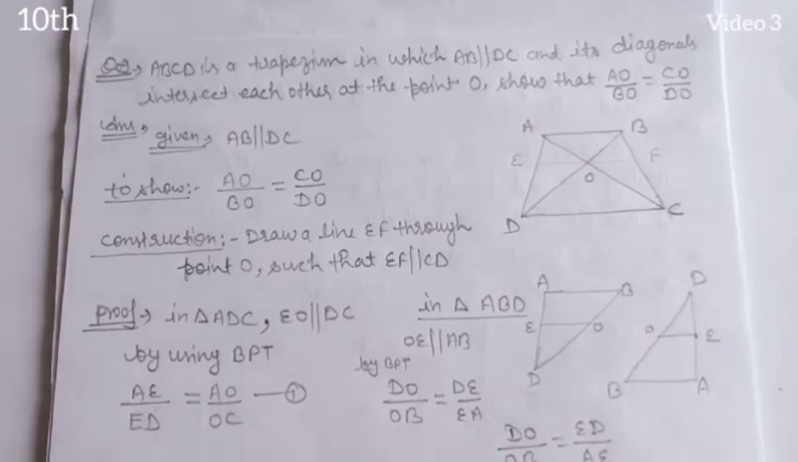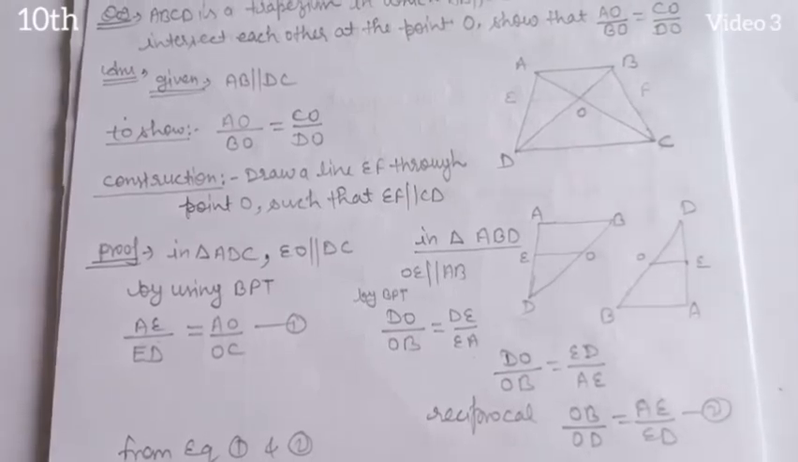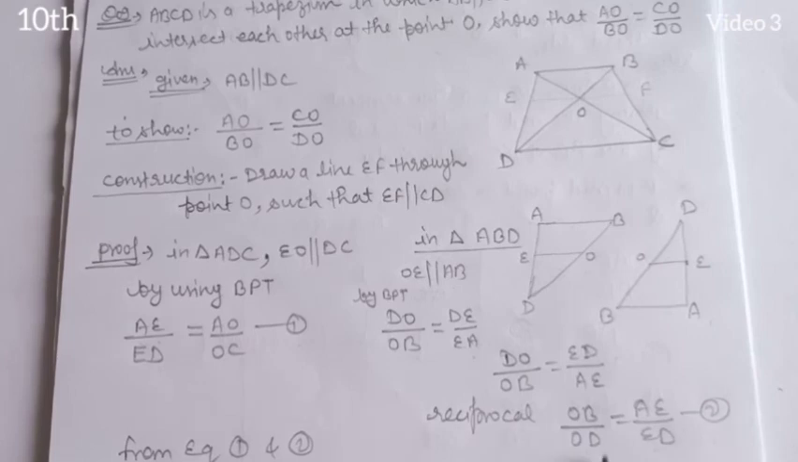Now we'll take the reciprocal here. So we can write it as OB upon OD is equal to AE upon ED. Mark it as equation 2. You can see the reciprocal of this: DO upon OB is OB upon OD, and DE upon EA is AE upon ED.